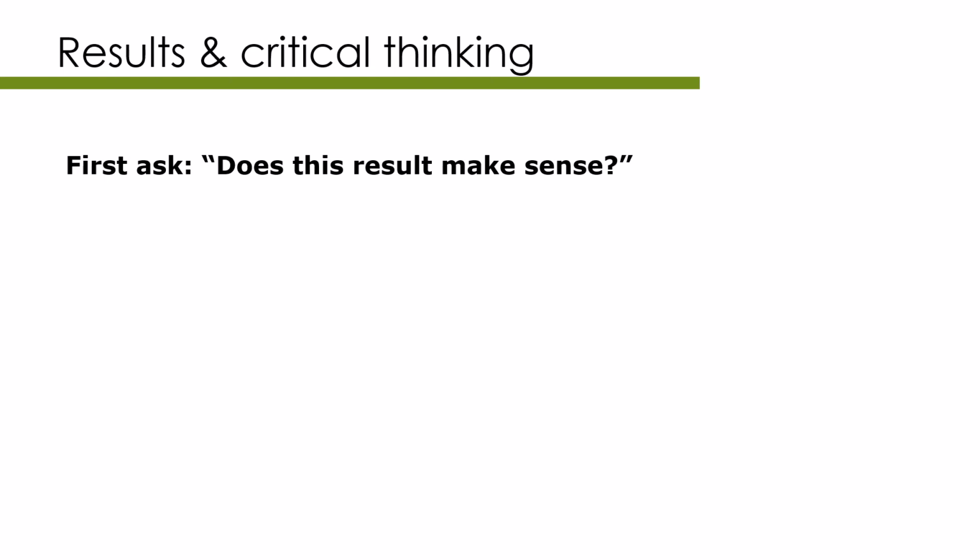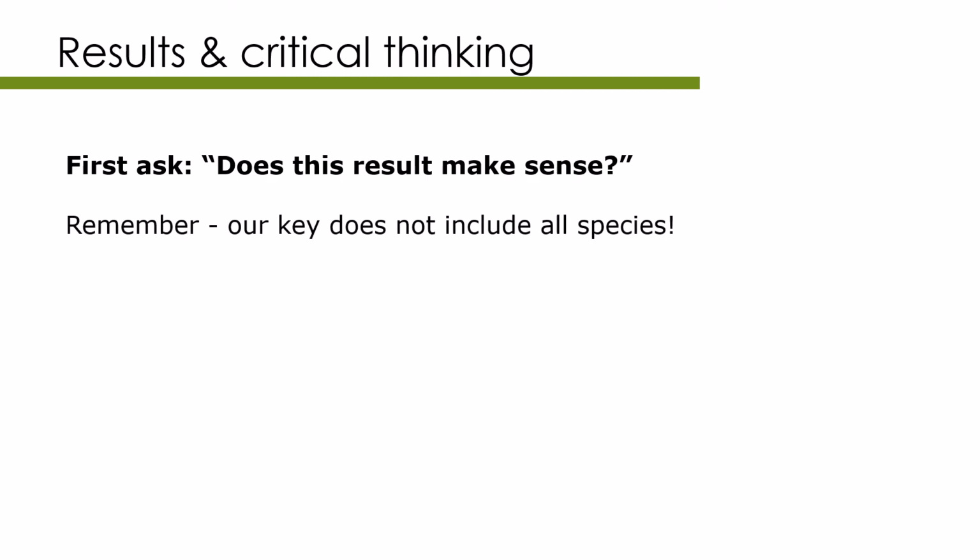Once you arrive at an answer in the key, you should ask yourself if the results make sense. Remember, our simplified key doesn't include all thrips species. We've focused on the species that we're most likely to find in the greenhouse, but there are lots of other thrips species that occur naturally outside in Canada or could hitchhike on imported plant material.